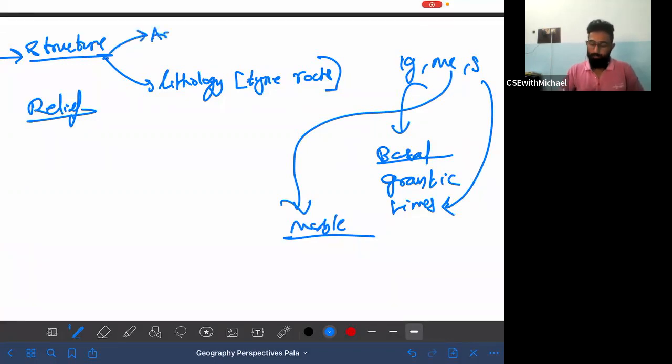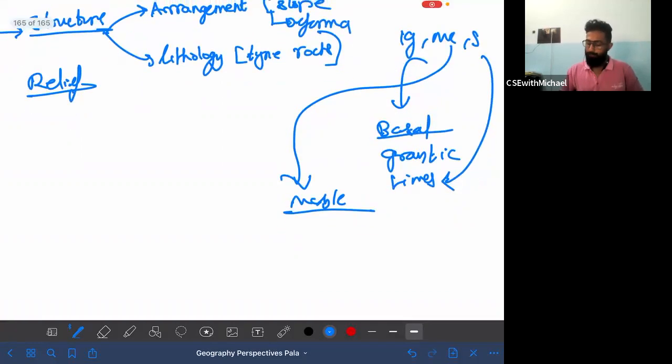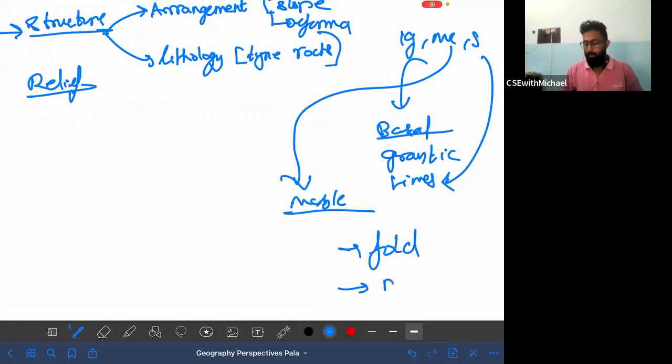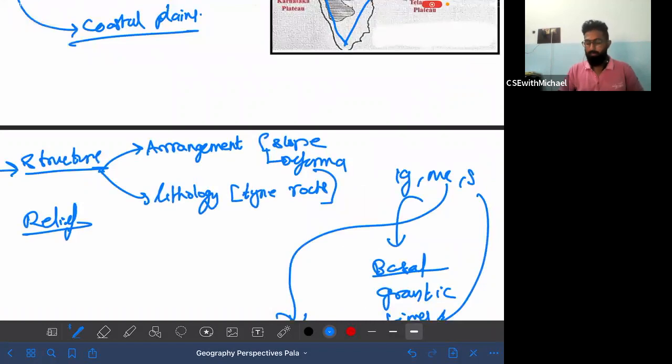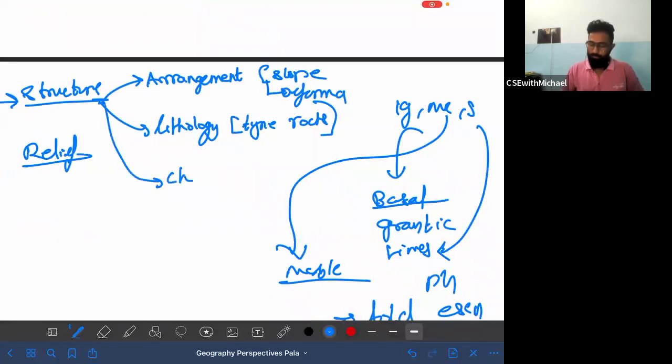Now, the next one is arrangement. What is arrangement? The nature of the slope, steep slope, gradual slope. So what is the type of slope? Deformations, if at all that is there. Sometimes you have folds. The structure of the land would be folded. Sometimes it would be block mountains, sometimes escarpments, sometimes plateaus. So depending upon the nature of the deformation of the land that has happened, that is about the arrangements. And then you have the characteristics of the rock.